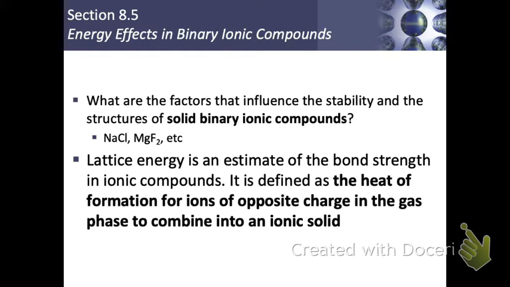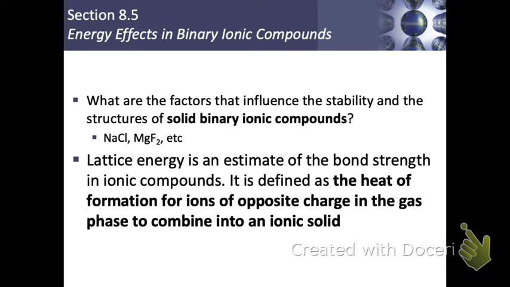So, what are the factors that influence the stability and structures of solid binary ionic compounds? I listed some solid ionic binary compounds there. Let's break down what a binary ionic compound is. What does that mean? Two elements. That's right. An ionic compound that contains two elements, so any sort of ionic compound that contains two elements.